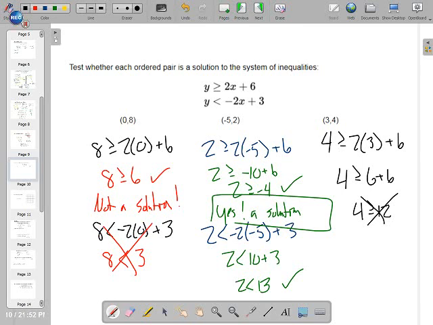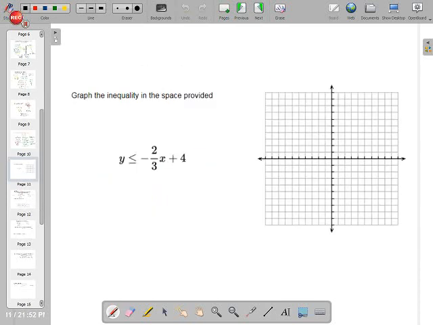No. If it doesn't work in the first one, I don't need to try it in the second one. This one is not a solution. Okay? Not a solution because it might work in the second one, but it definitely doesn't work in the first, so we're done.